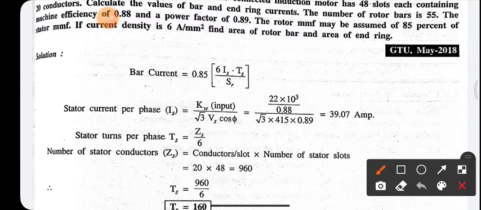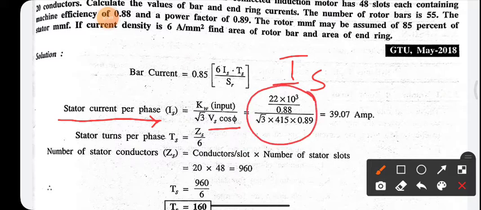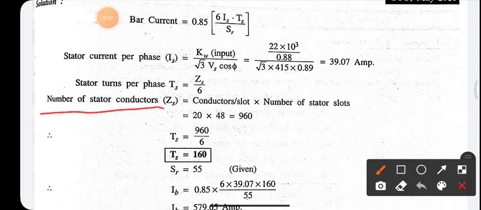So first of all we will require the stator current. The stator current per phase is given by kW, that is input, upon root 3 Vs into cos phi. We place all the values and get the stator current as 39.07 amperes. Now the stator turns per phase is given by Zs by 6, and the number of stator conductors is given by conductors per slot into the number of stator slots. When we multiply, we get 960. Now we have already seen that the stator turns is given by this equation, so we get Ts is equal to 160.